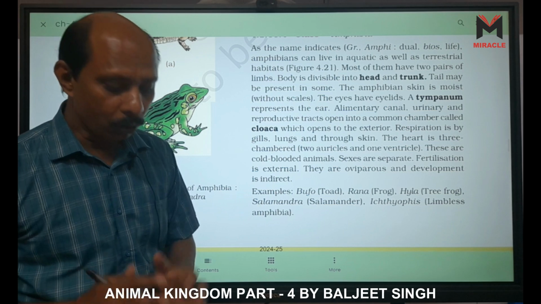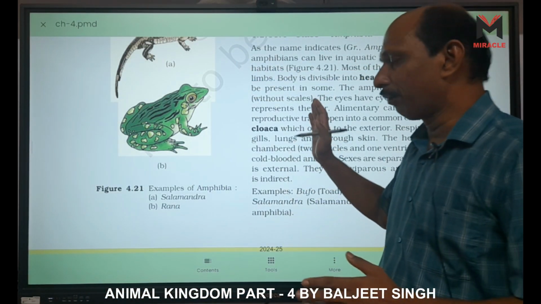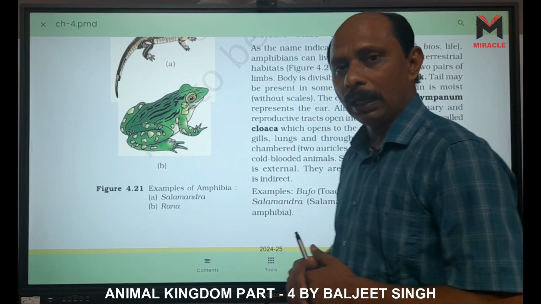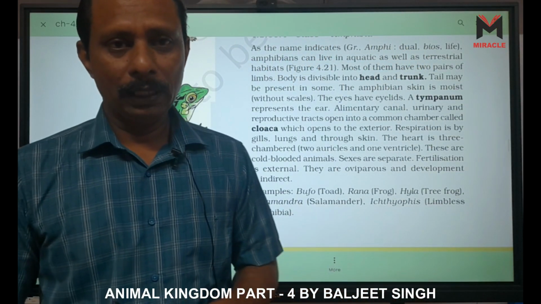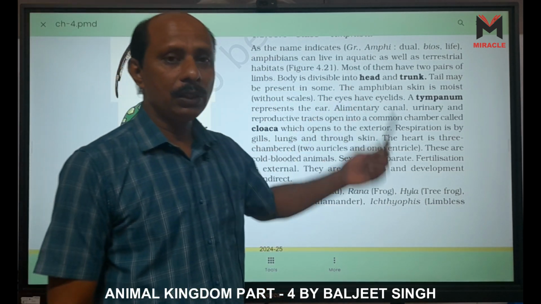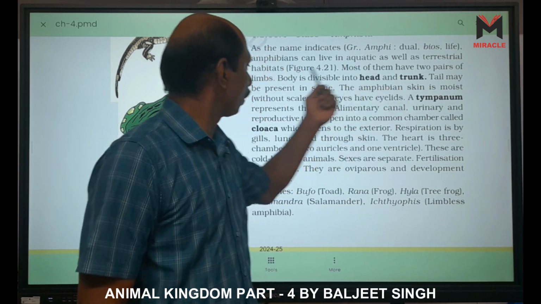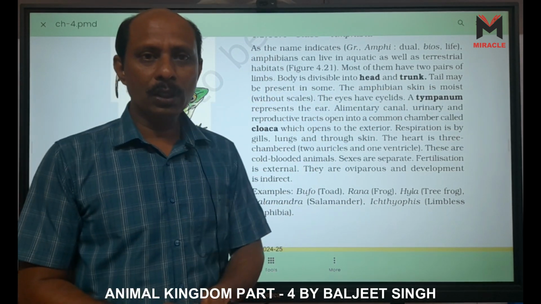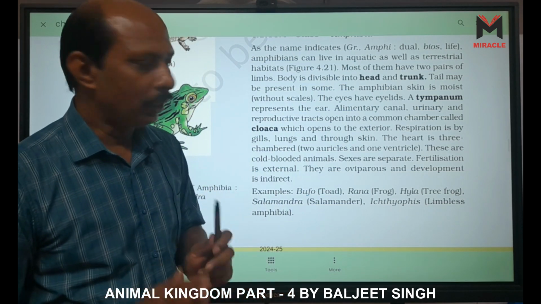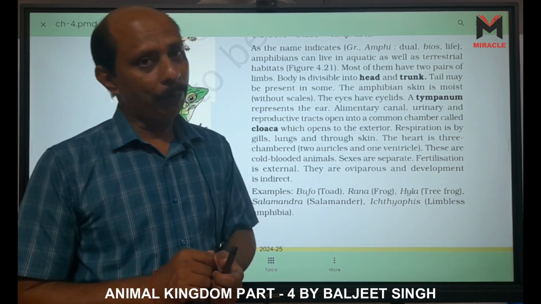Most of them, not all, because Amphibia is further divided into three orders, that is Apoda, Urodela and Anura. Apoda means limbs are absent, for example Ichthyophis. Look, most of them have two pairs of limbs, so Ichthyophis or the animals which belong to Apoda have no limbs. Urodela and Anura have limbs.